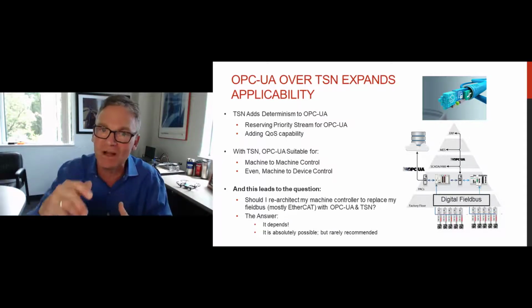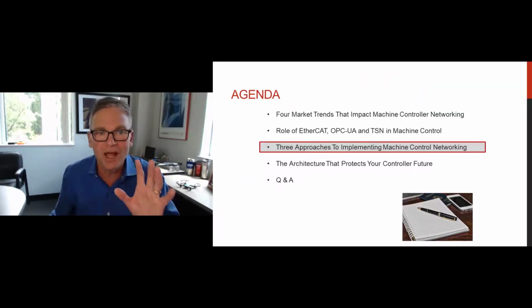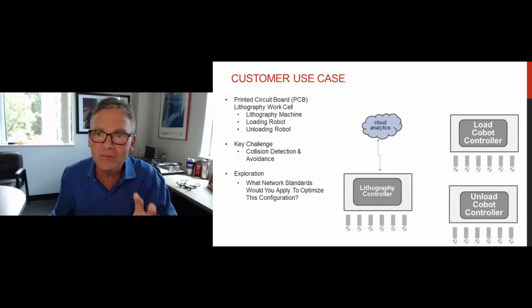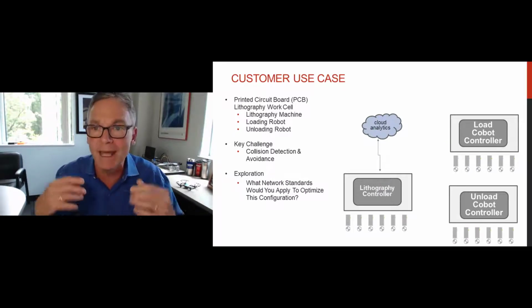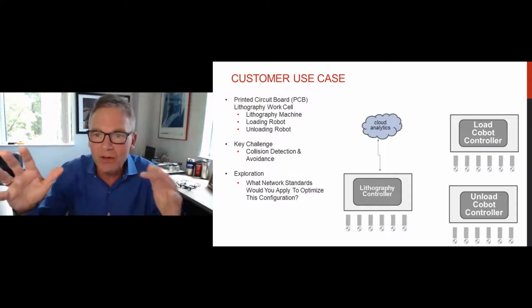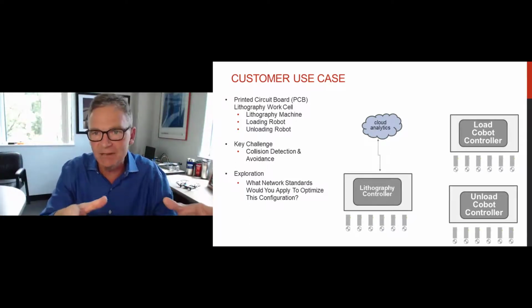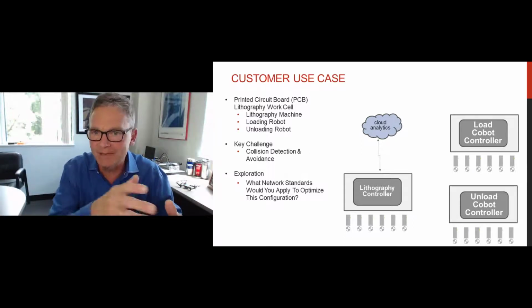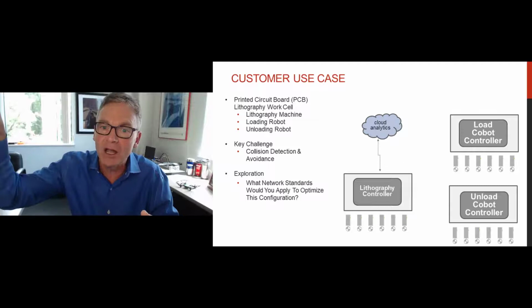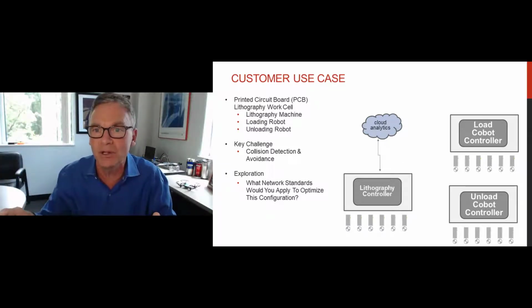I'm going to talk about the scenarios now by giving you an example of the three architectures for how you might implement them. And the best way for me to do that is to give you a customer example that we're working with right now, so you can understand how they're thinking about some of the problems. Let's say I have a PCB, the green printed circuit board lithography controller. It's got 6 motors on it. And then I have a loading robot, 6-axis loading robot, and a 6-axis unloading robot.